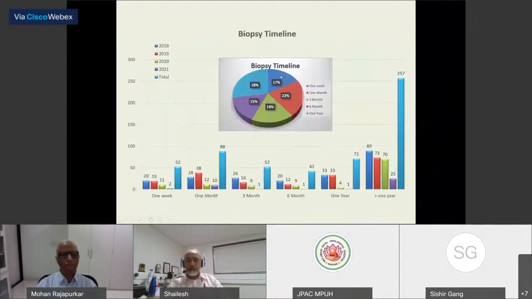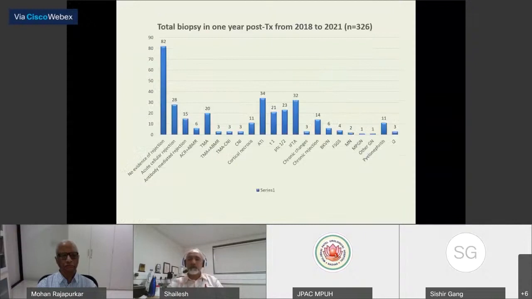Here, in the first week we received 17% of the biopsies, 22% at 1 month, 18% at 3 months, 15% at 6 months, and 28% up to 1 year. Here we haven't calculated the biopsies with more than 1 year duration post-transplant.